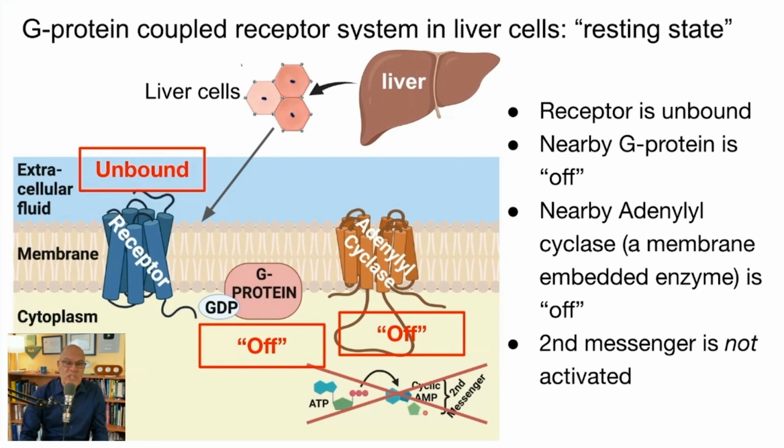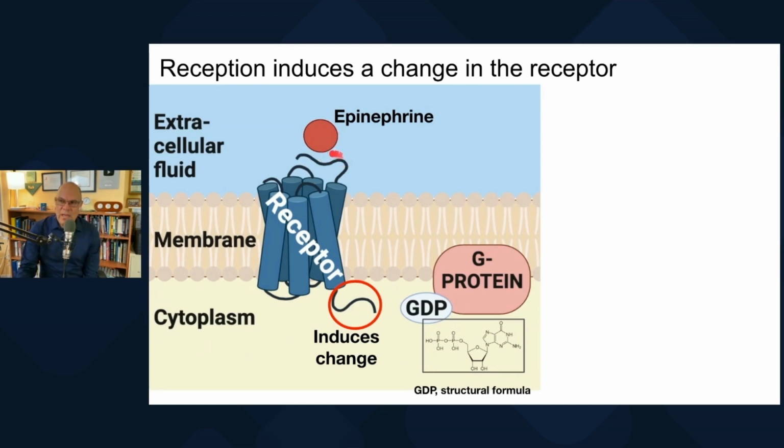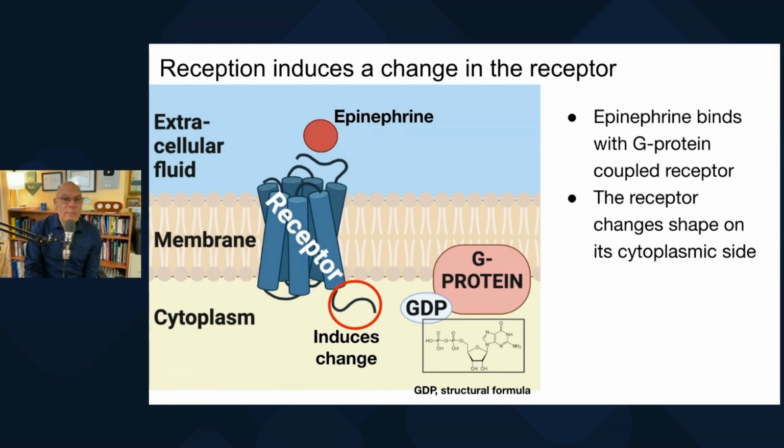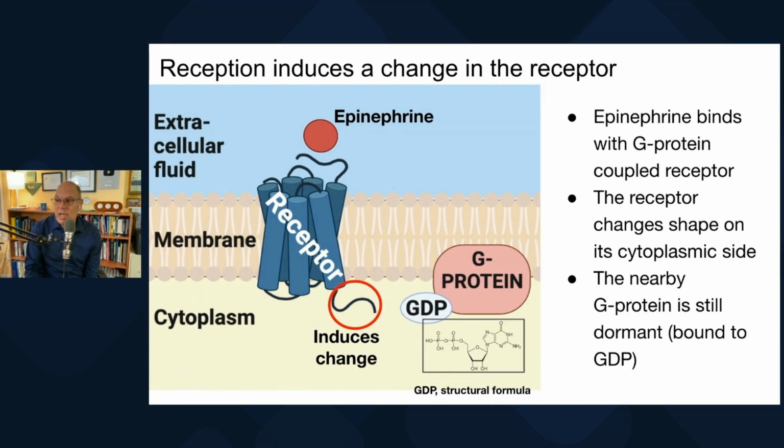Now, you have this scary thing happen to you and you release epinephrine. Epinephrine binds at this binding site on the receptor, and it induces a change on the other side of the receptor. The receptor changes shape on its cytoplasmic side. The nearby G protein is still dormant. When it's dormant, it's bound to GDP. GDP stands for guanine diphosphate. And you've already learned about ADP and ATP, where ADP is the low energy form and ATP is the high energy form. It's exactly parallel.